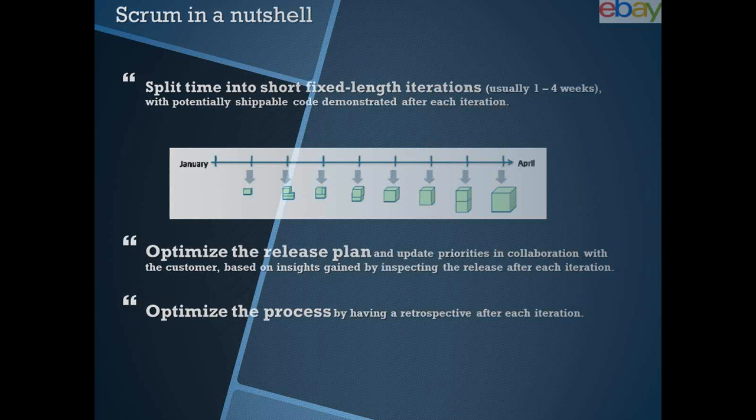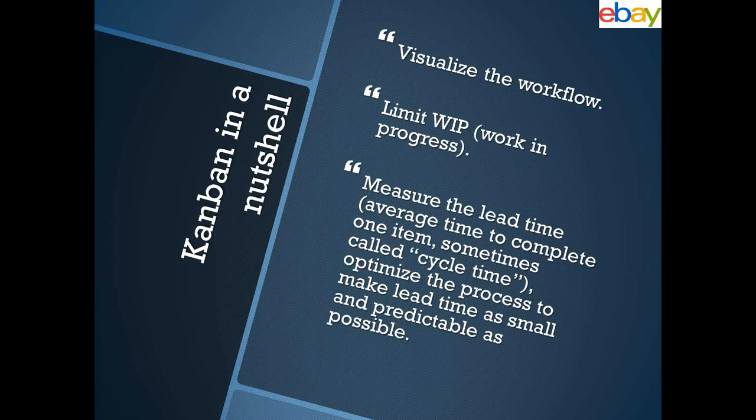What does Kanban do? Kanban is very simple when related to Scrum. You have to visualize the whole workflow. You don't split it into iterations, but you visualize the whole workflow of the product, of how the product starts and what is the end state of the product. You limit the work in progress. Whatever tasks you have for a given project, you make sure that you don't take a lot at the same time, and you limit what you're working on, and you measure the lead time. What is the lead time? It's the average time to complete one item towards the whole workflow that you've created.